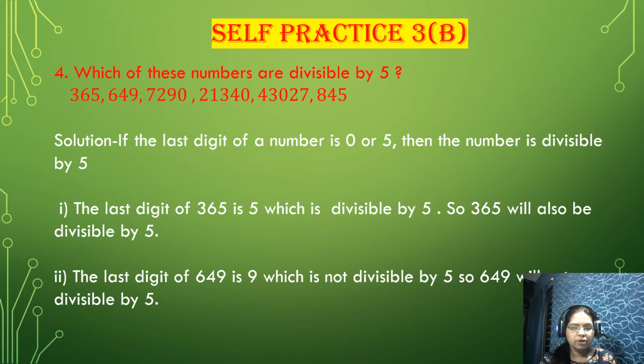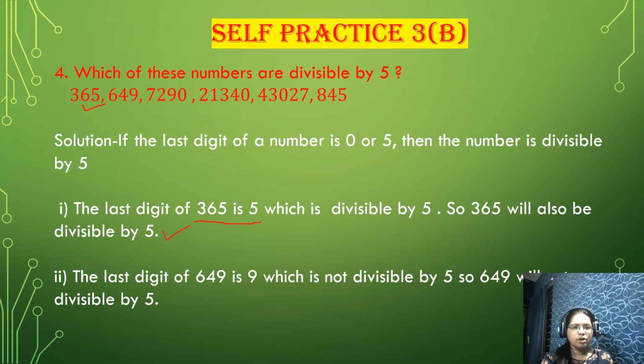First number is 365. In 365, the last digit, that is the unit digit, is 5. 5 is divisible by 5, so this number 365 will be divisible by 5.